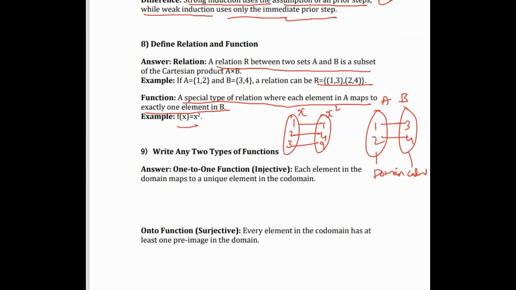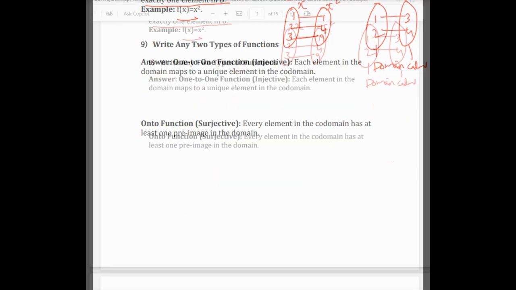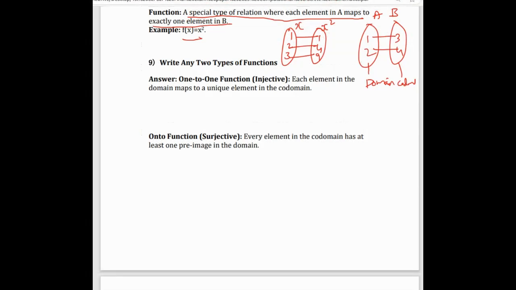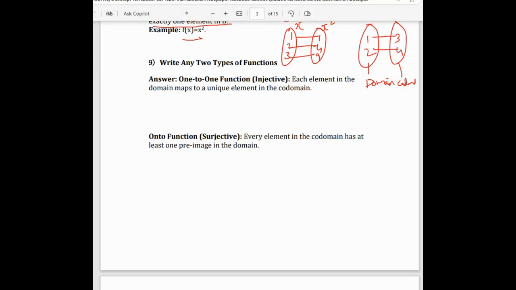Then, moving on with the next question: write any two types of functions. What are the two types of function? The two types of function are one to one function, injective, and onto function, surjective. What is injective? If every element in the domain maps to a unique element in the codomain, that is, every element of the domain must have one and only one image, then it is called a one to one function.